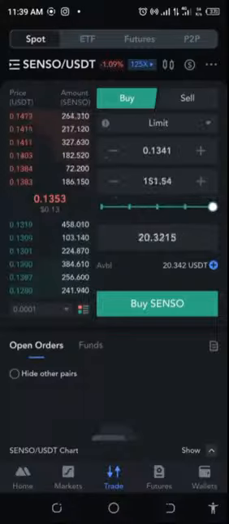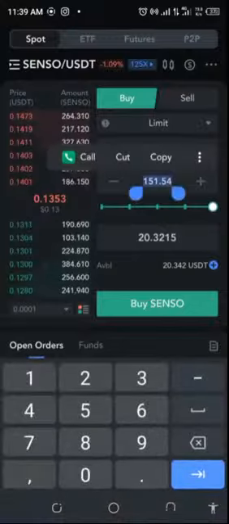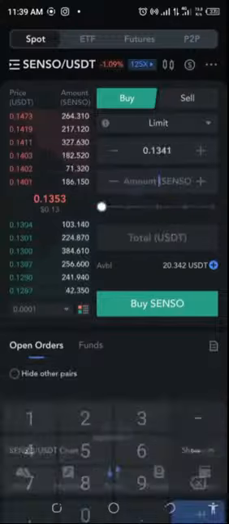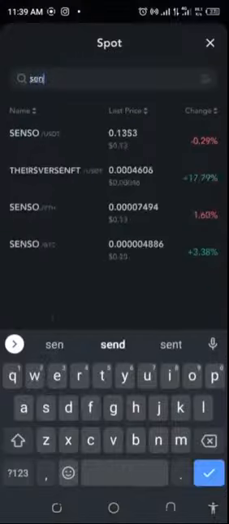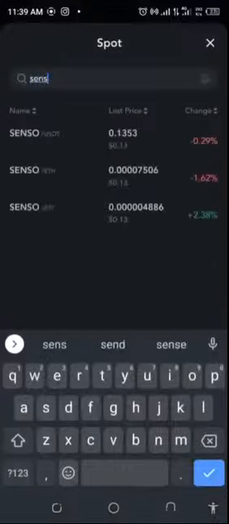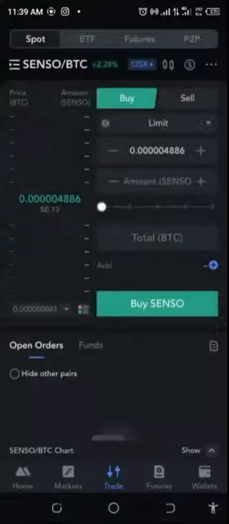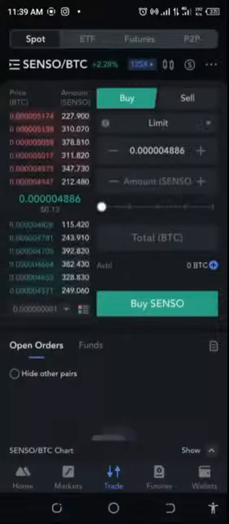So we have, what do we have here? We've got 151.54. Okay, let's copy that. And then let's quickly go and change this to, let's see, Senso BTC. So let's quickly change that and see what we get.